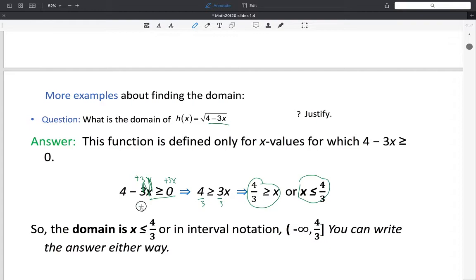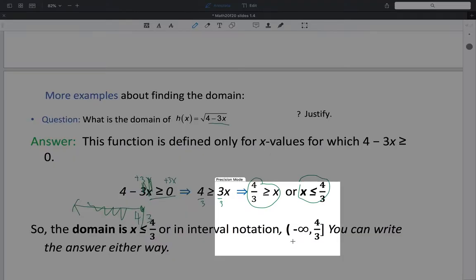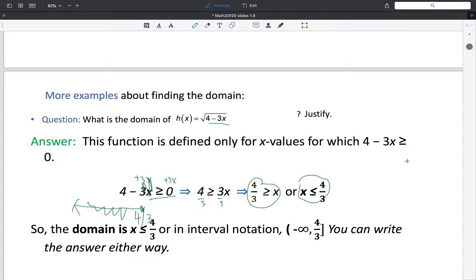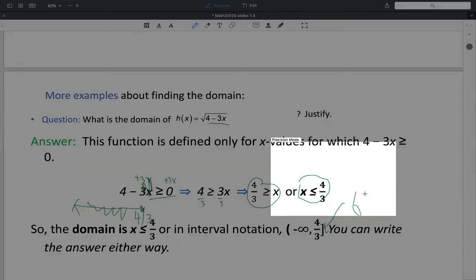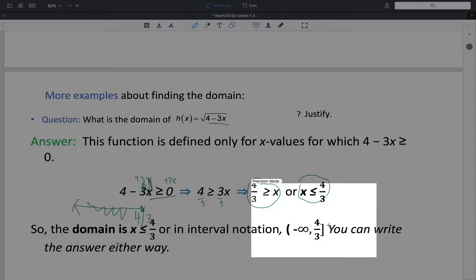If we write this on a number line, this is 4/3. So anything over here has to be less than 4/3. That's going to be the interval from minus infinity to 4/3. And remember, when you have the bracket, it means 4/3 is included. So this bracket means that 4/3 is included.